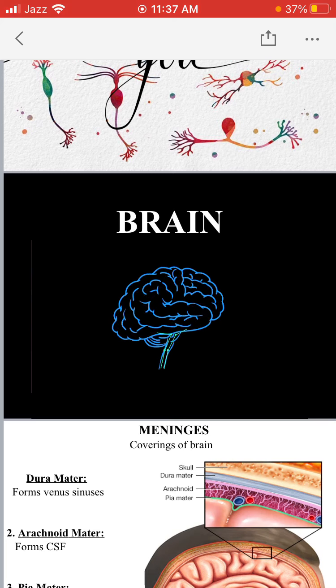Today we will study the brain. Actually, the central nervous system is composed of the spinal cord and brain, and both of these structures are surrounded by meninges. Meninges is basically a three-layered structure that is made up of three membranes. So meninges basically forms a covering around the brain and spinal cord.